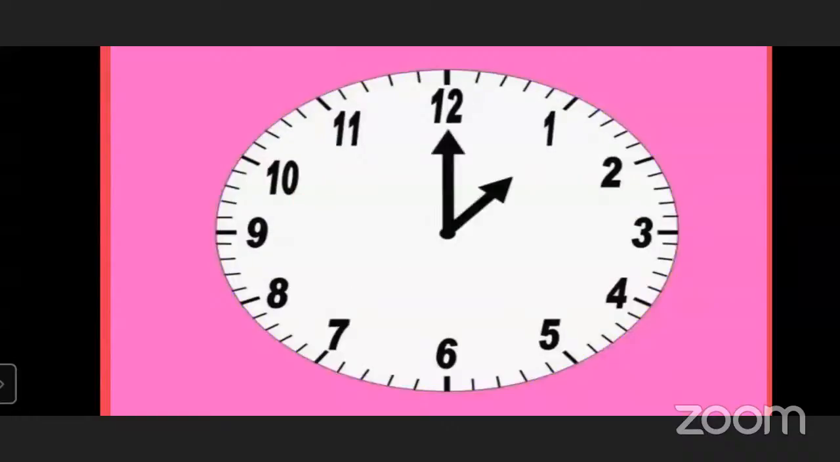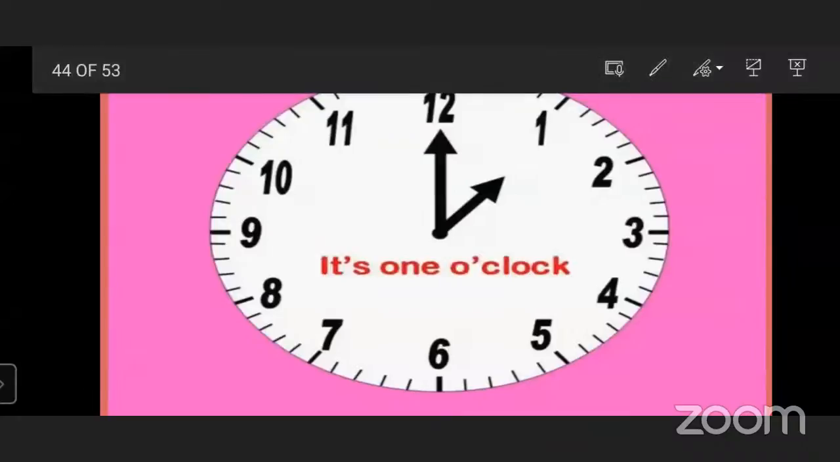Okay. Now what's the time? The minute hand is on 12, that is o'clock, and the hour hand is on 1. So simple. It's a 1 o'clock. It's a very simple time. The minute hand is on 12, and the hour hand is on 1. So that's why it's a 1 o'clock.